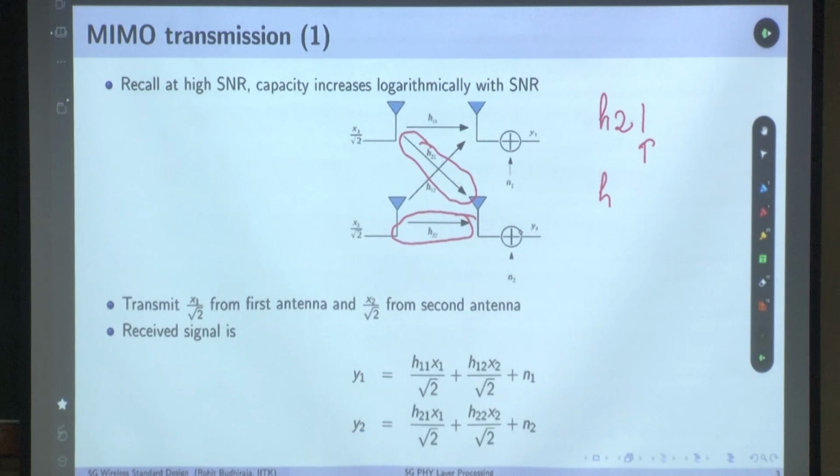And now, where are we looking? We are looking at this receive antenna. So, we have to look at these channels. What will be the signal received at this antenna? It will be x1 by root 2, the signal transmitted from the first antenna getting multiplied by this channel, plus the signal transmitted from this antenna getting multiplied by the channel from this antenna, plus noise. Just to summarize the notation, this subscript denotes the transmit antenna and this subscript denotes the receive antenna. So, this is our system of equations. Is this clear? Let us move ahead.